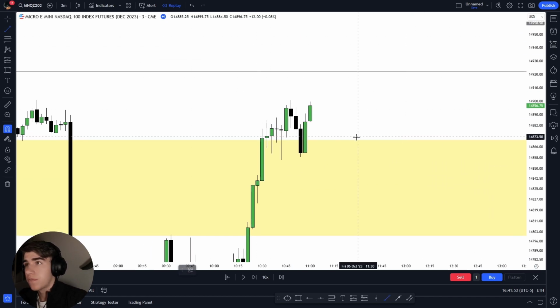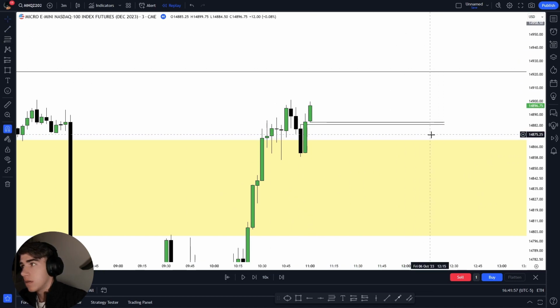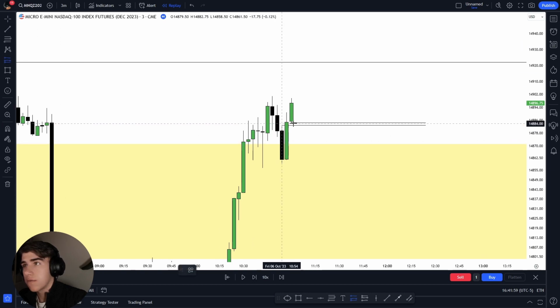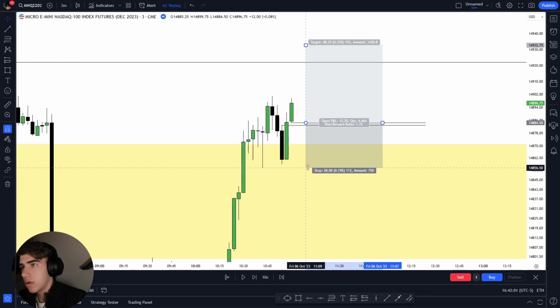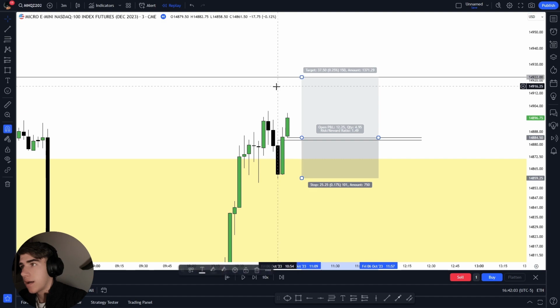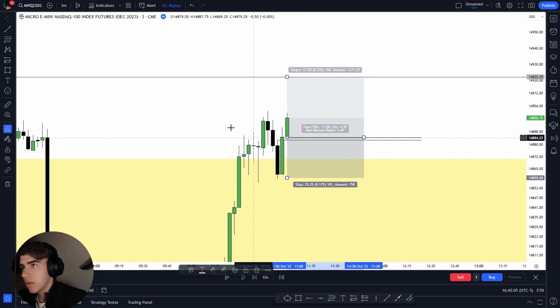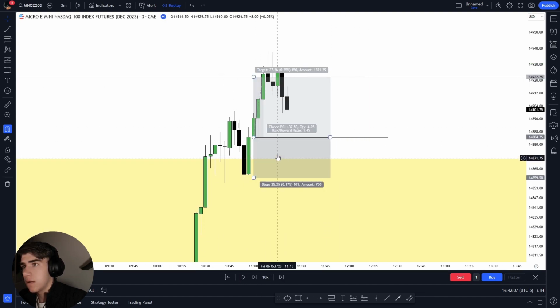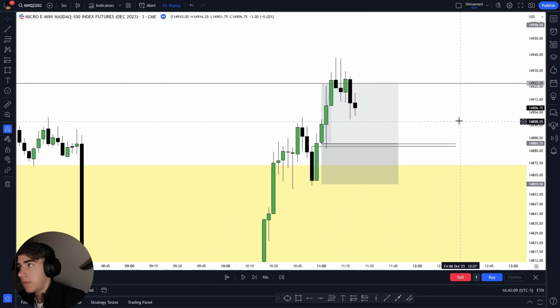So what do we do now? We look for an entry. We have a fair value gap right here. Very, very small one. Let's see if we can get filled on this. We'll put stops at this low, target that high, right? So let's see if we can get filled. And we did, right? And we hit TP in an instant.